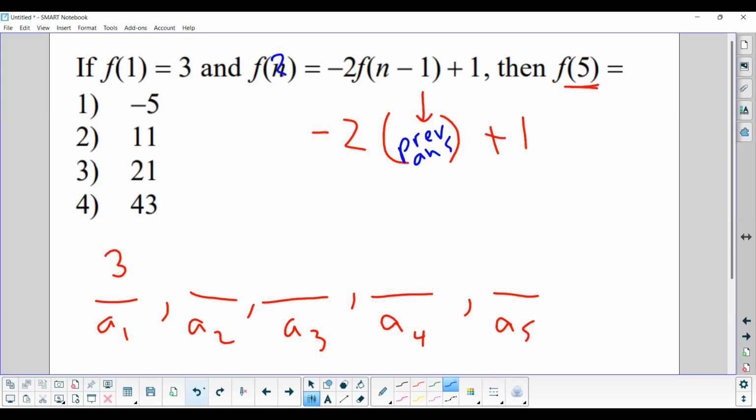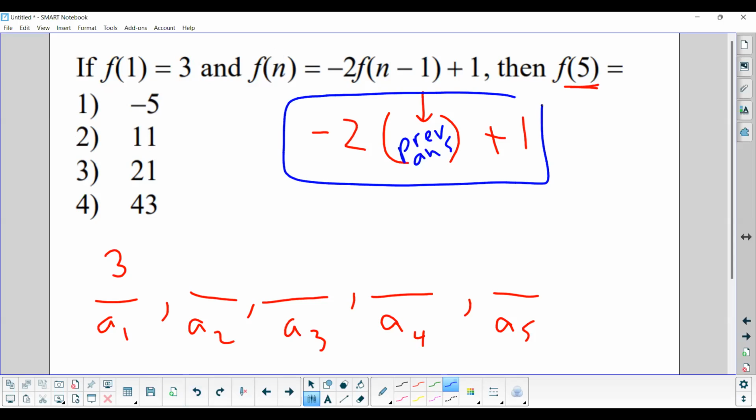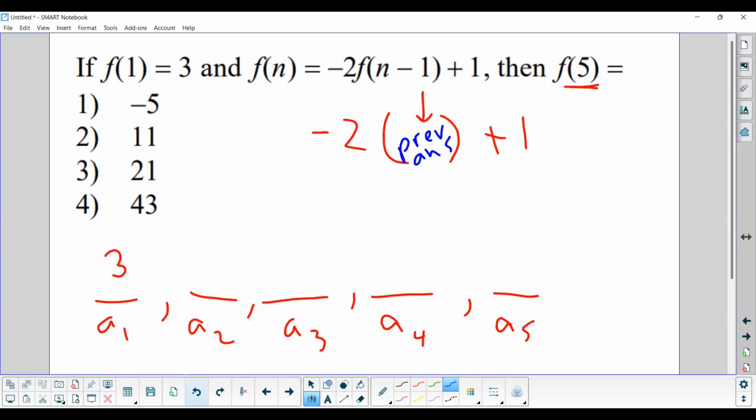So every time, this is your rule. -2 times the previous answer plus 1. So now that you know that, give this a try. I'll give you about 60 seconds, see how far you can go. -2 times the previous answer plus 1.